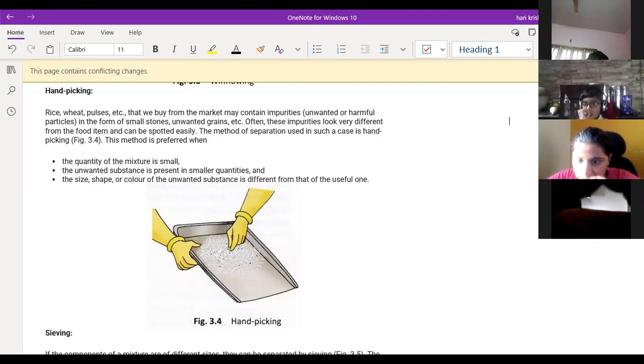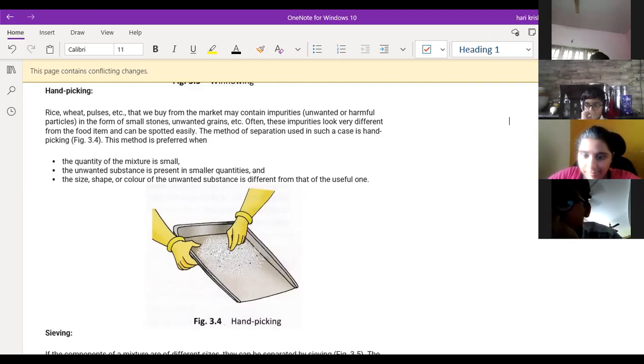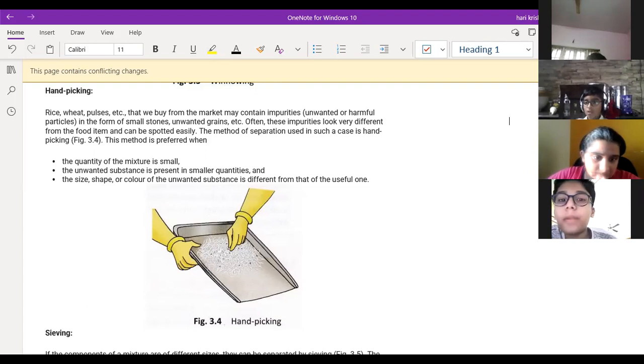Next, Drona, tell me some examples for the hand picking. Sir, I too have the same example, sir. Just repeat it out, no problem. Yes, sir. Separating stones from rice, sir. We use hand picking for separating stones from rice, sir. Okay. Next.